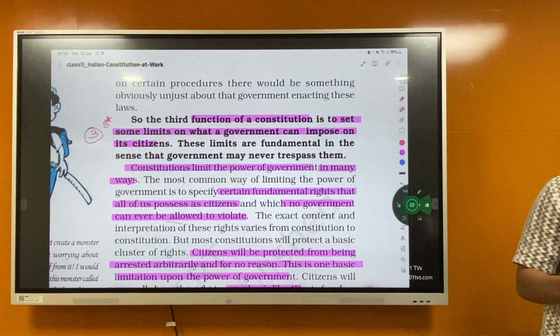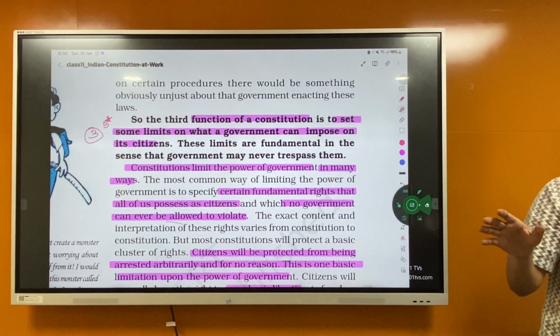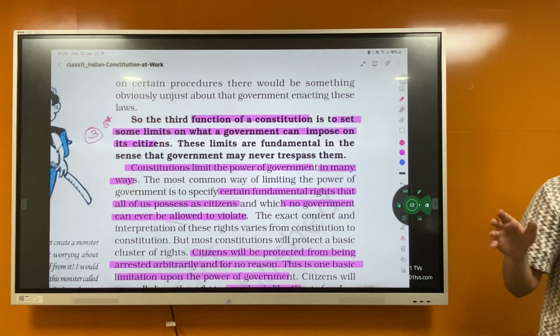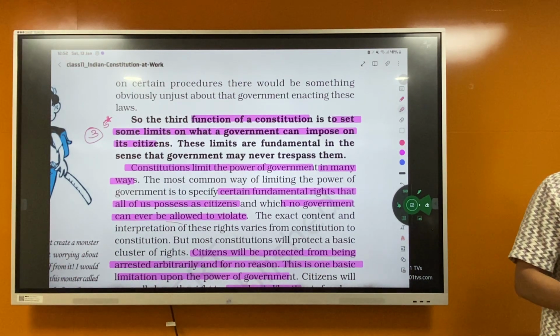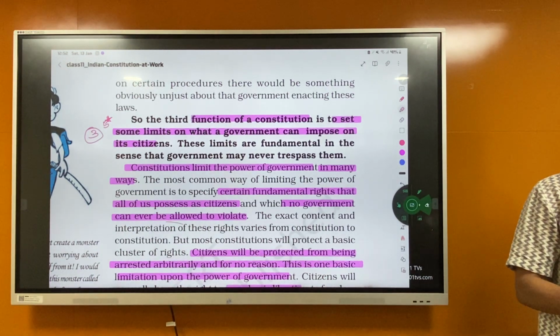So these are the fundamental rights. You cannot push someone like that. Or bonded labor. Nobody can be made to beg on the street. Everybody has a right to livelihood. Everybody should get these rights. So these are the fundamental rights which the government will never trespass.